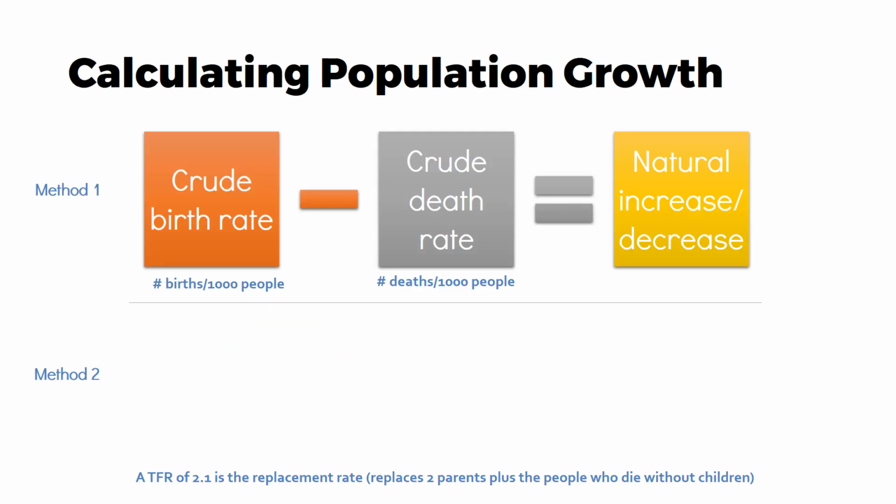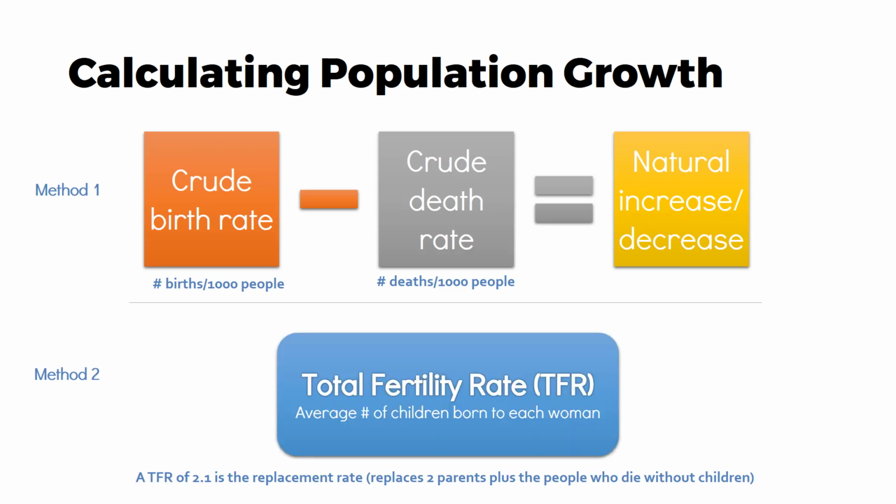There are two methods generally used to calculate population growth. The first method is simply raw numbers, the number of births per 1,000 people, minus the number of deaths per 1,000 people, which gives you the rate of natural increase or decrease. The second method is the total fertility rate, which is the average number of children born to each woman. TFR is used most often when evaluating population growth.